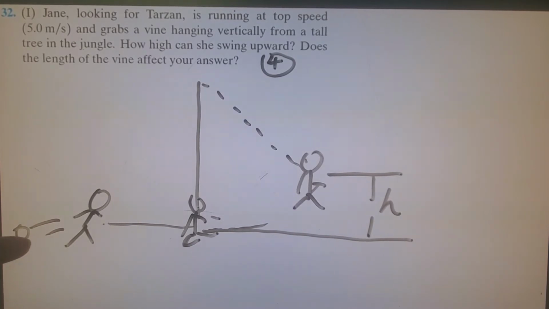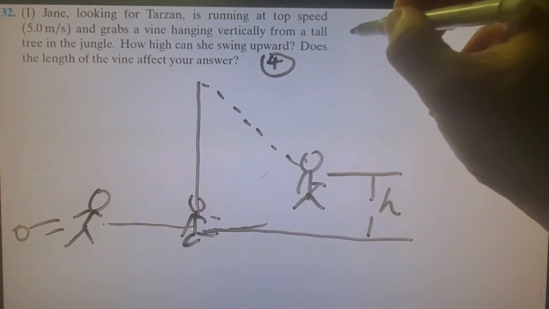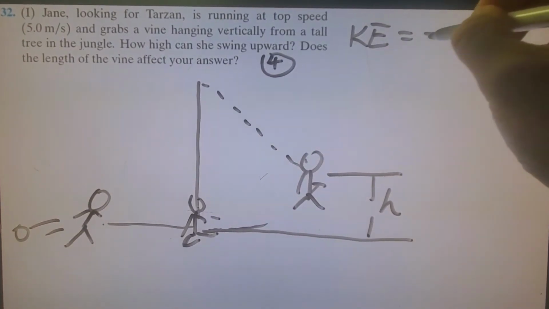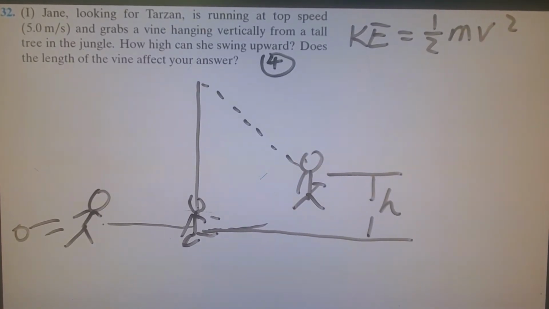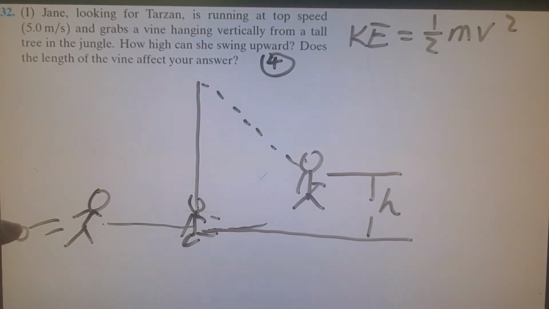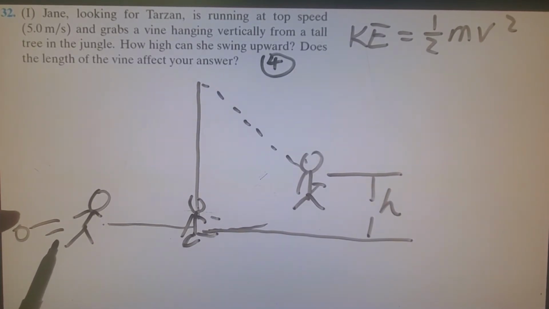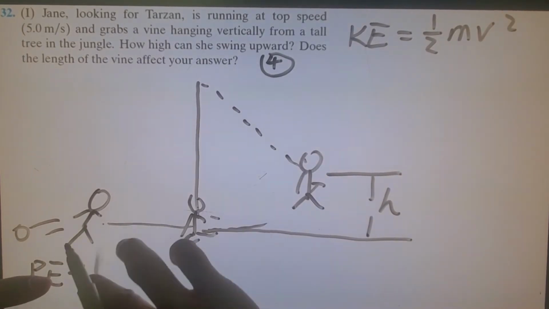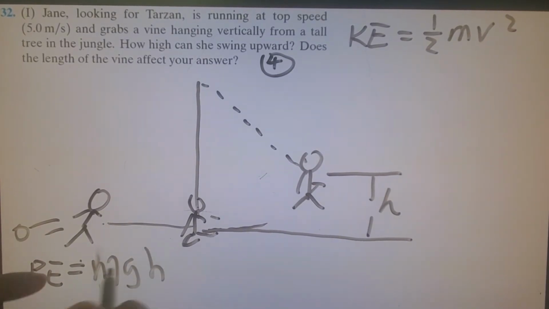When Jane is running, do we have kinetic energy? Yes. Kinetic energy is equal to half mv squared. As long as an object is moving, it has kinetic energy. What is the potential energy here where h is equal to 0? At this moment, potential energy due to gravity is equal to 0, because it is equal to mgh, and h is 0 over here on the ground.